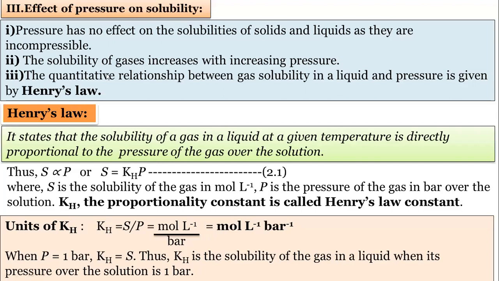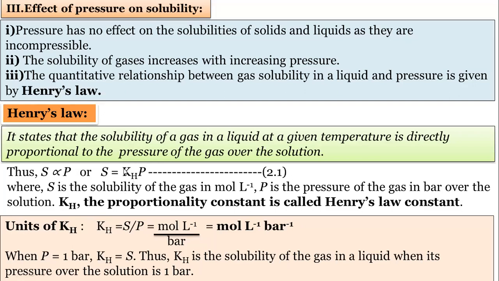So this relation is given by one scientist. What is the relation between the gas and pressure? So the relation is given by this famous scientist Henry. So what this Henry's law states is that the solubility of a gas in a liquid at a given temperature is directly proportional to the pressure of the gas. Means directly proportional indicates solubility of a gas in liquid increases with pressure.